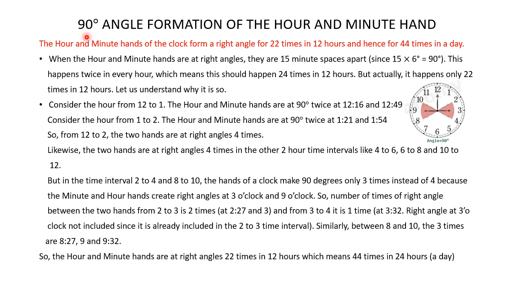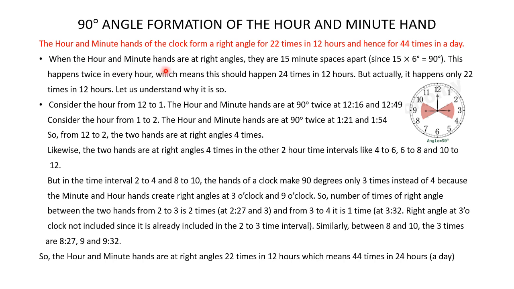Let's now learn about 90-degree angle formation of the hour and minute hand. Let's also find out how many times the two hands of the clock are at right angles in a 12-hour span. Also, let's find out how many times the two hands of the clock are at right angles in 24 hours of the day.